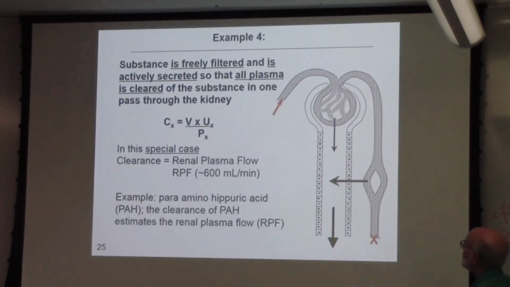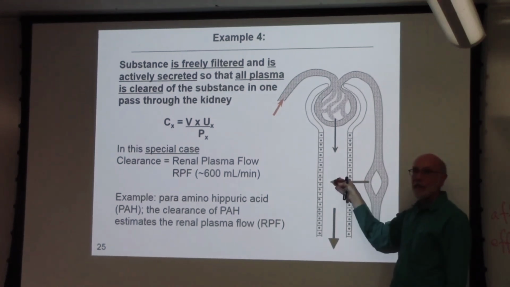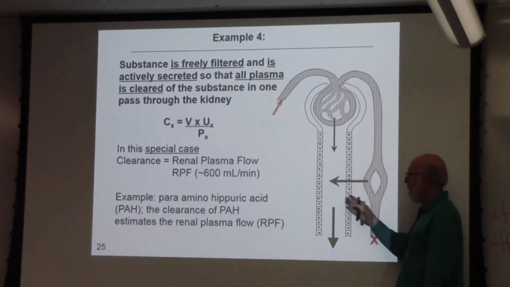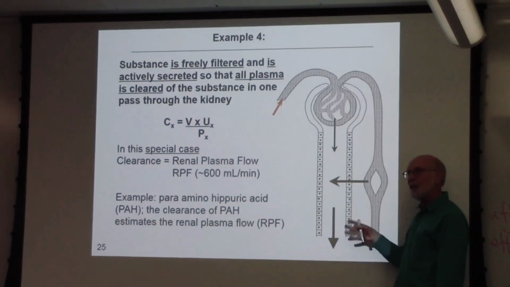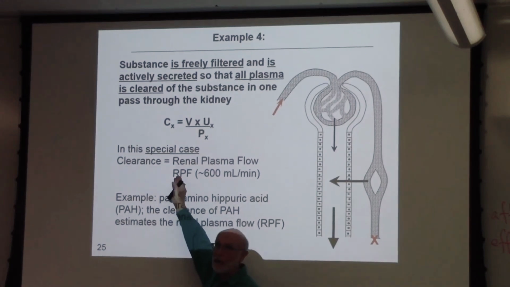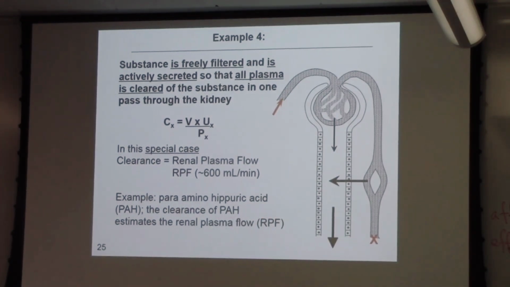There is one special case where a substance is freely filtered, and it is so actively secreted that none of it ends up in the veins. All of it ends up in the urine. And in this special case, the clearance of that substance represents the amount of plasma that goes to the glomeruli, which is the renal plasma flow. Let's not let this special case confuse you too much. We'll come back to this next week. You won't need to know this for the quiz.